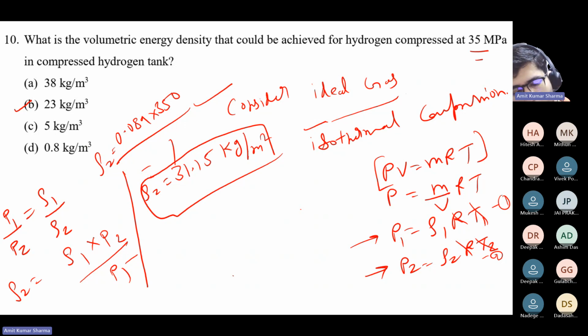Van der Waals equation you can use; there are also some different models for real gas behavior. So you need to use those models to calculate the density. When you apply those models, the answer will be 23. Okay, let's move further.